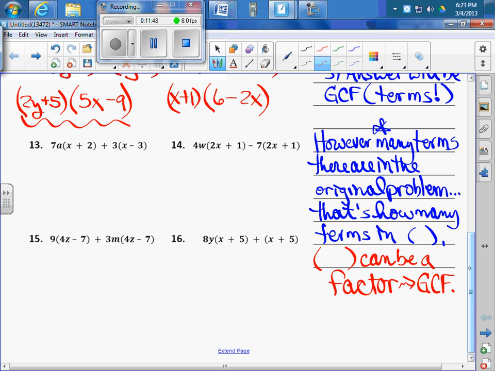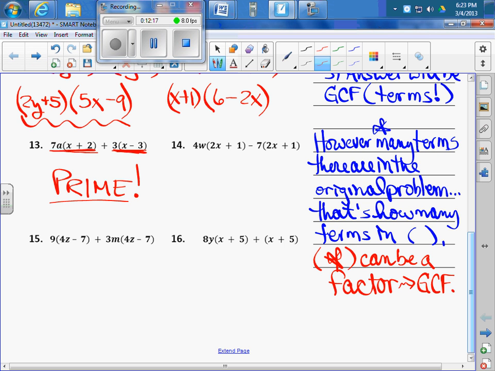In number 13, we have x plus 2 in parentheses here and x minus 3 in parentheses here. And keep in mind that it is the entire set of parentheses that is the factor here. So we really don't have anything in common here. This is x plus 2, this one's x minus 3. It's all or none. So what do we call a number that can't be factored? Prime.